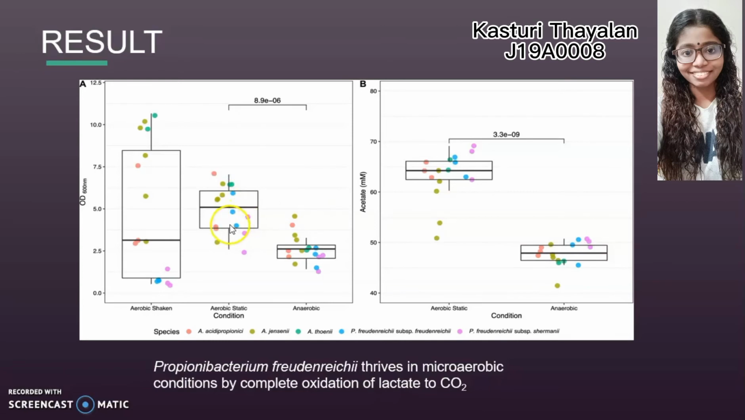But for the high oxygen level in aerobic shaken condition, the biomass production becomes lesser when compared to anaerobic condition. So there are several strains that were able to produce similar or higher biomass compared to anaerobic condition, and thus are more tolerant to higher oxygen level.